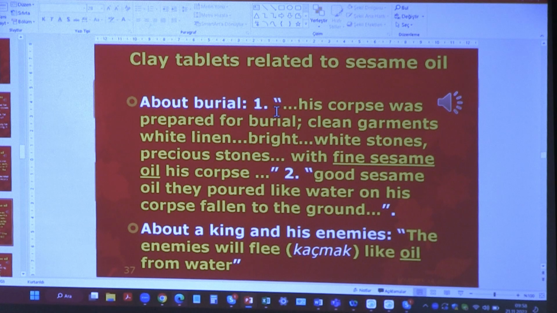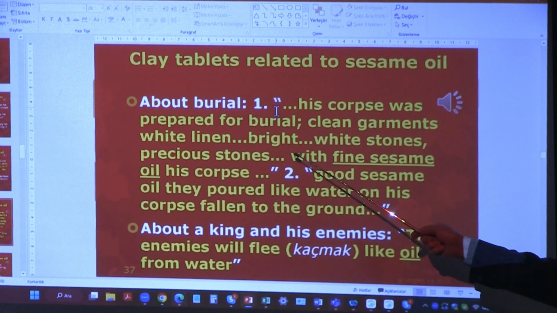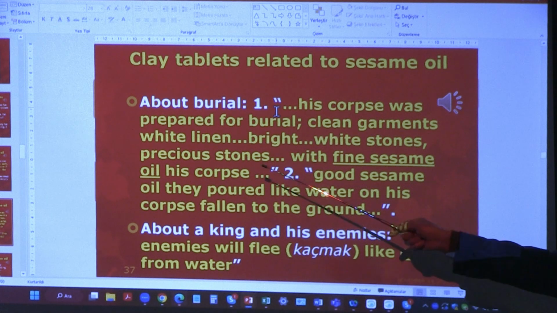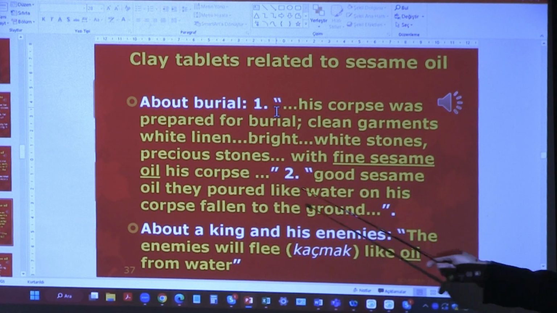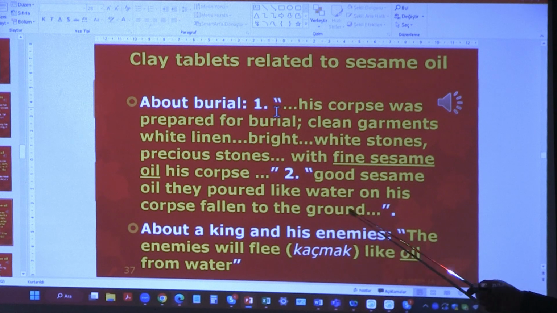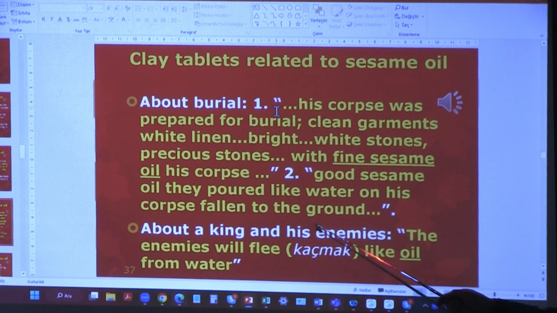Now, there is a tablet about the burial. It says, his corpse was prepared for burial. Clean garments, white linen, bright white stones, precious stones with fine sesame oil on his corpse. Good sesame oil they poured like water on his corpse, fallen to the ground.